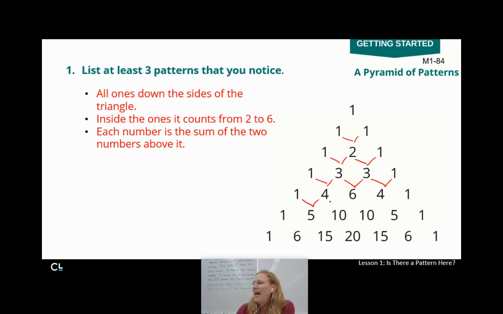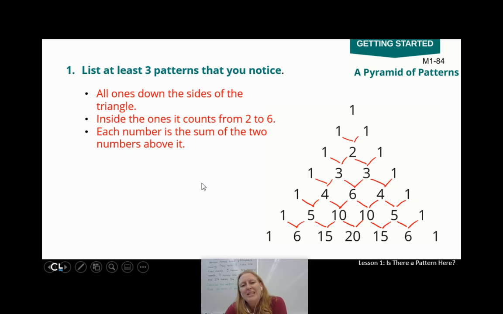1 plus 4 is 5. 4 plus 6 is 10. 6 plus 4. 4 plus 1. Yep, you see it now, don't you? 1 plus 5. 5 plus 10. 10 plus 10 is 20. 10 plus 5. 5 plus 1. Ooh. Yeah, that's where these numbers are coming from. They're not random. They're coming from someplace in particular.